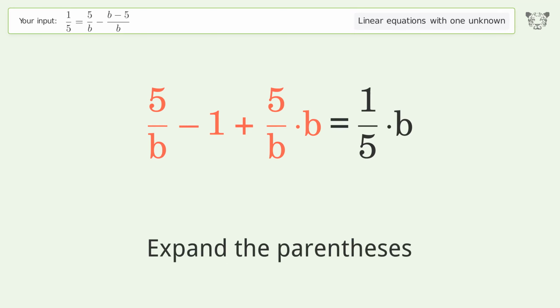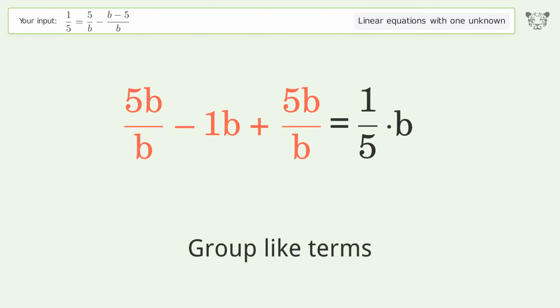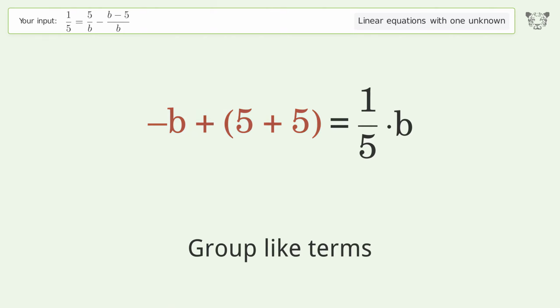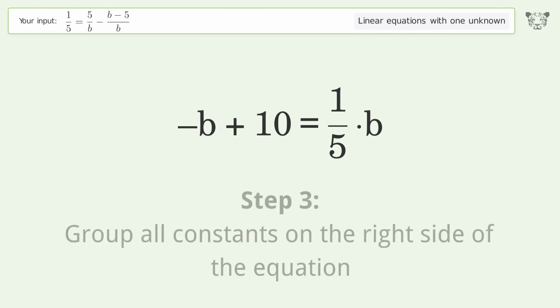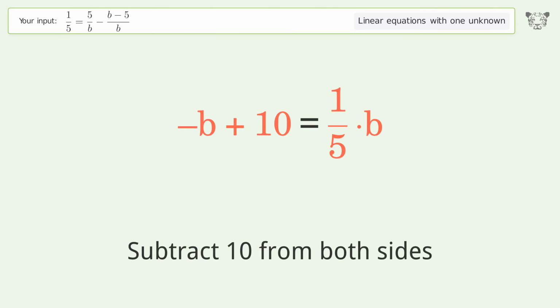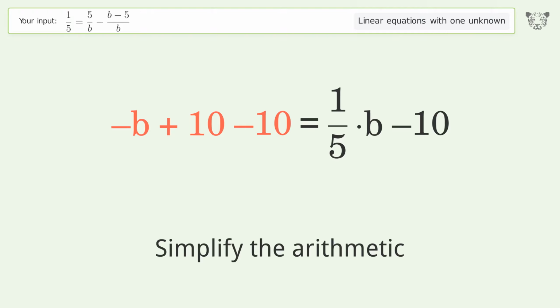Expand the parentheses. Group like terms. Simplify the arithmetic. Group all constants on the right side of the equation. Subtract 10 from both sides. Simplify the arithmetic.